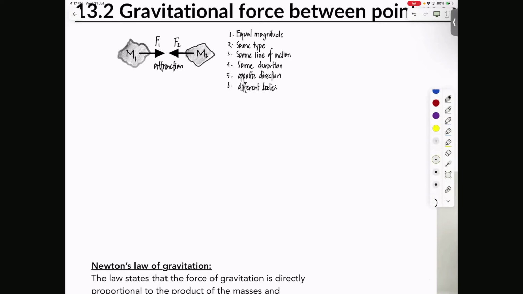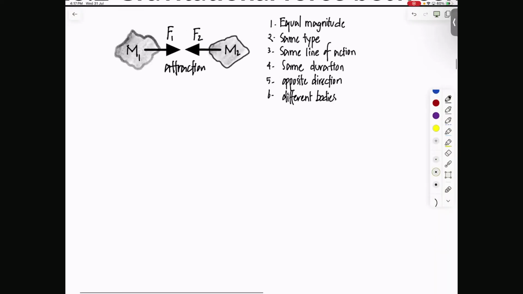The first thing he figured out was that this force you see here is directly proportional to the mass. Which mass? Not M1, not M2, but both. So the force of attraction is directly proportional to the product of the masses. I'll give you a simple example. Let's say I have 1 kg here, and 1 kg here, for the mass connector force.